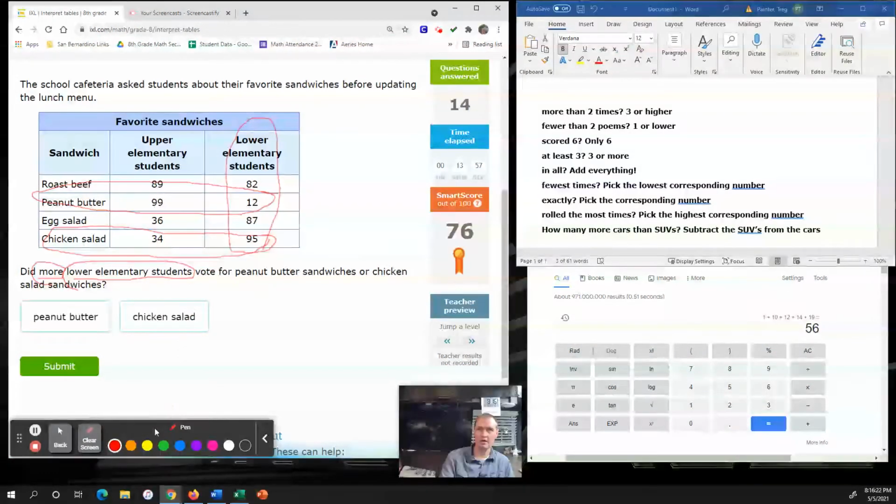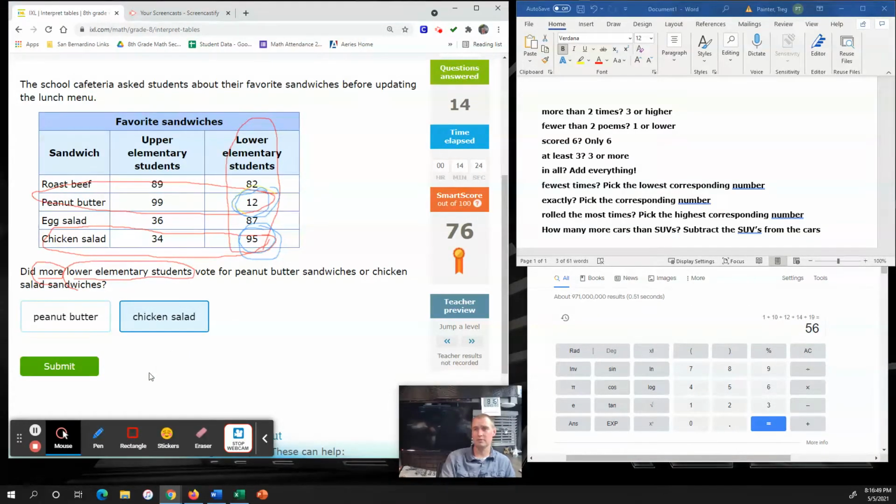Okay, and where the lines cross, notice that the lines are crossing here. Ooh, you can't even see that. So we cross at a 12 and a 95. So the question is, which one's the highest number? Which ones did the elementary students pick? Surprisingly, according to this table, students are picking chicken salad over peanut butter. So we're going to go ahead and pick chicken salad. That chicken salad must be real good.